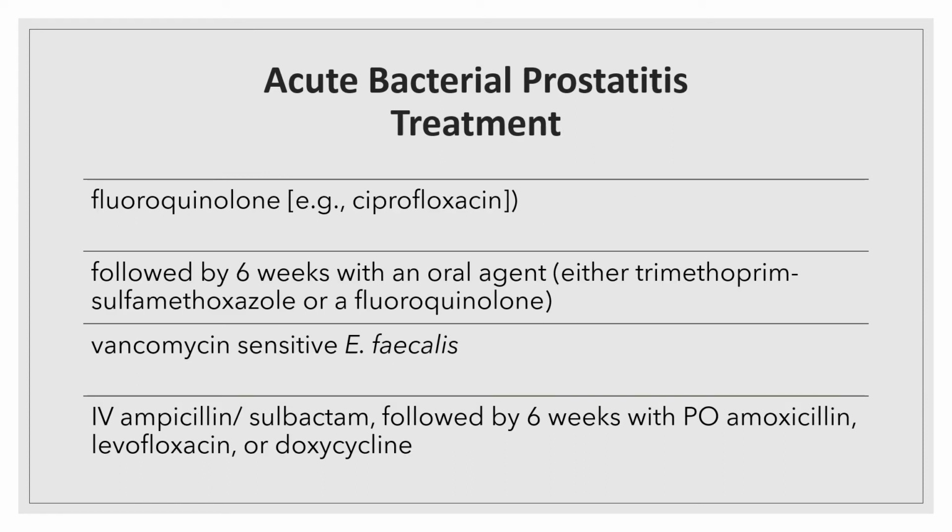For severe infection with E. coli, treatment starts with an IV fluoroquinolone, such as ciprofloxacin, followed by 6 weeks with an oral agent such as trimethoprim-sulfamethoxazole or a fluoroquinolone. Now, for severe infection with vancomycin-sensitive E. faecalis, treatment starts with ampicillin-sulbactam, followed by 6 weeks with PO amoxicillin, levofloxacin, or doxycycline.